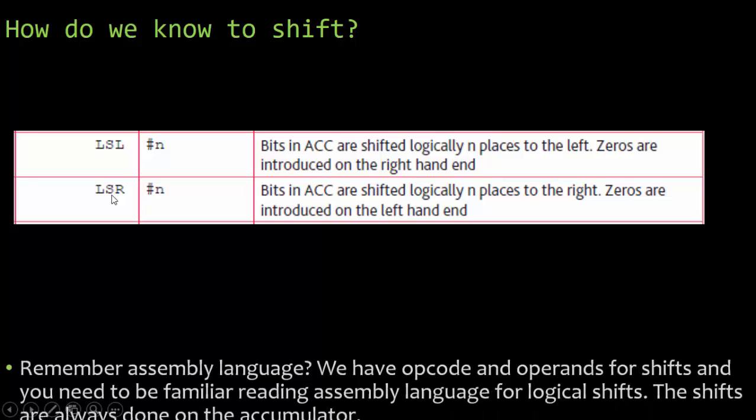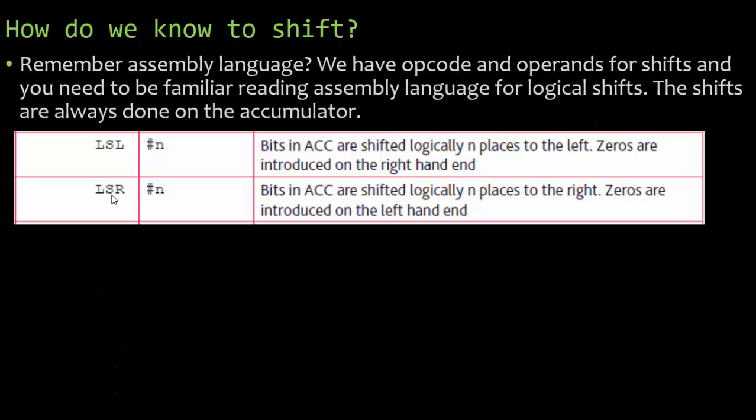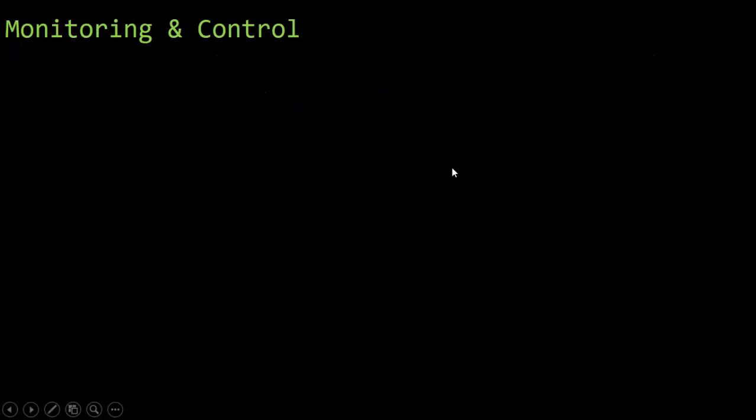LSR, logical shift right. So we have the opcode, we have the operands for shifts, and you need to be familiar reading assembly language for logical shifts. They're always going to be done on the accumulator. There's not an exception to that. And you can always look in here. But now that we understand how logical shifts work and that we're going to replace the open bits with zeros, this makes a lot more sense.